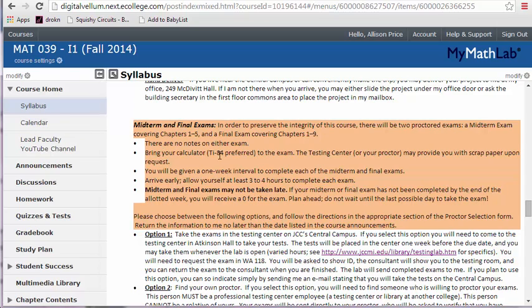You are not allowed to bring notes to either exam. You may bring your calculator, and the testing center is allowed to provide you with a piece of blank scrap paper. You also are allowed to bring a ruler as well as your pencils and erasers. You will be given a 1-week interval to complete each of the midterms and final exams. So 1 week, usually Monday through Monday, gives you a weekend as well as the 2 Mondays, so it's actually an 8-day interval, will allow you to schedule the exam on the day that's going to fit your schedule for that week. Make sure that you allow yourself plenty of time. Each exam takes 3 to 4 hours to complete.